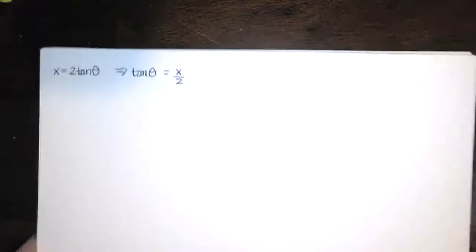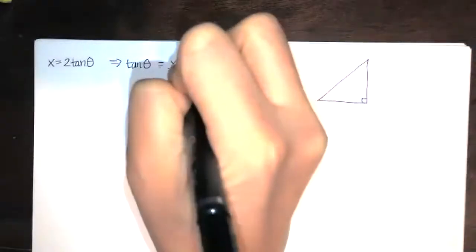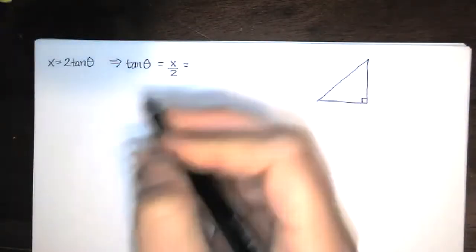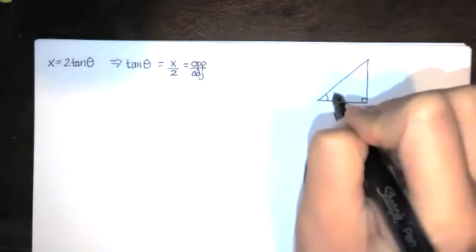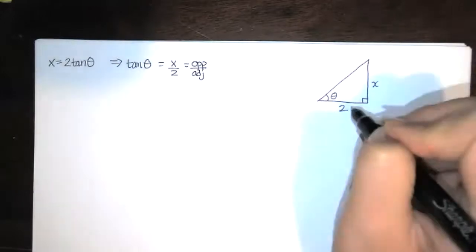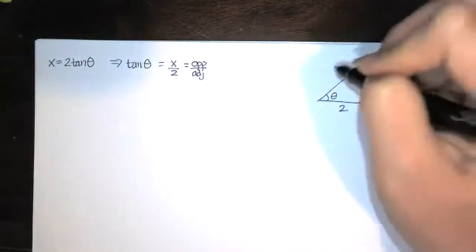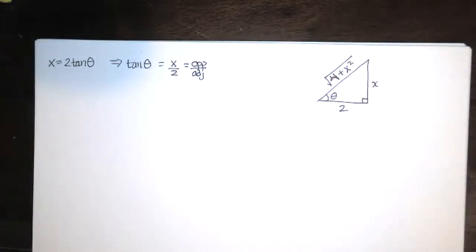My original substitution was x equals 2 tangent of theta. And that means that tangent of theta must be x divided by 2 if I solve for that tangent function. If I draw a right triangle now, and remembering my right triangle trig, remember that tangent is opposite over adjacent. I have, if this is theta, the side opposite theta must be x, and the side adjacent to theta must be 2. And this side squared plus this side squared equals that side squared. So that third side must be the square root of 4 plus x squared.